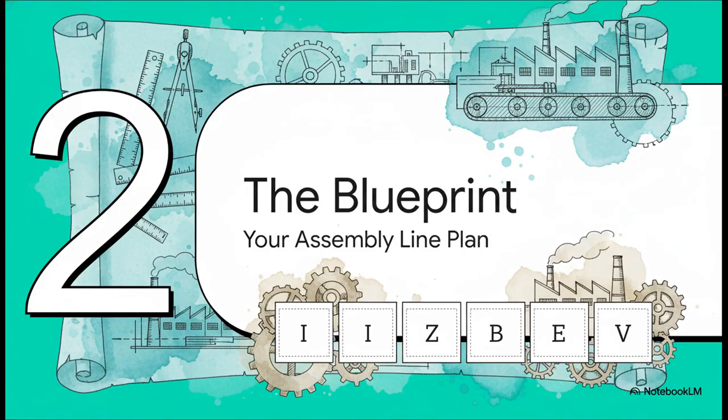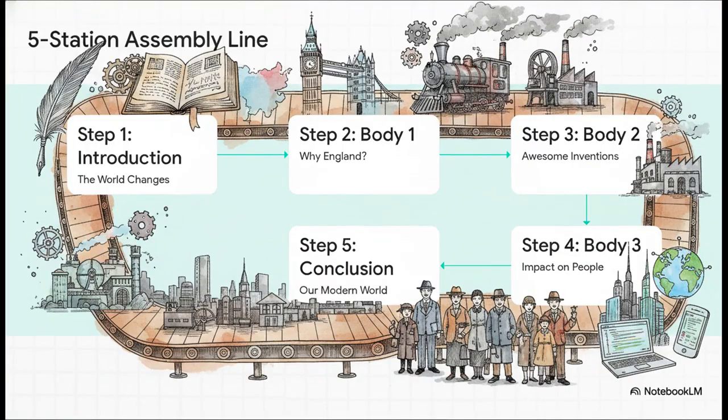Okay, next up is the blueprint, your assembly line plan. You can't just start building without a plan, right? And for our essay factory, our blueprint is going to be the classic 5-paragraph outline. This thing is our secret weapon, our step-by-step guide to making this whole process super easy. And here it is. Check this out.